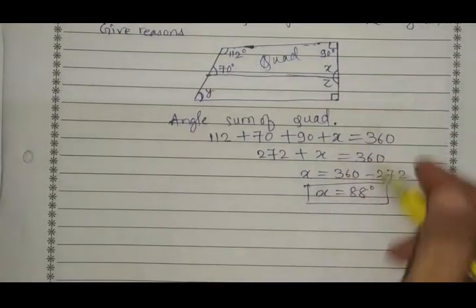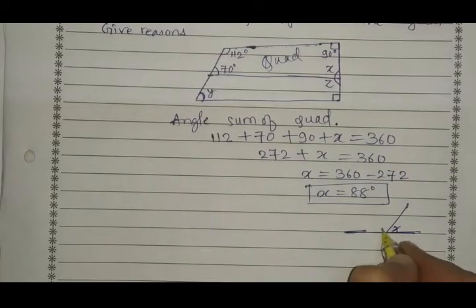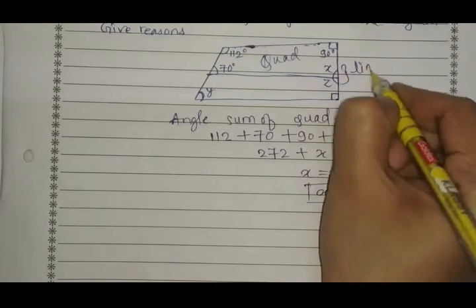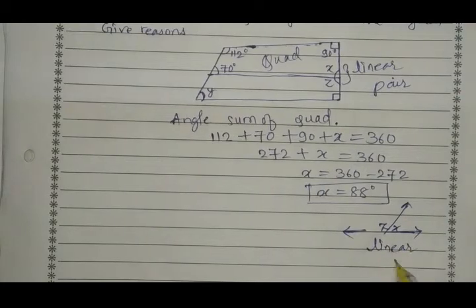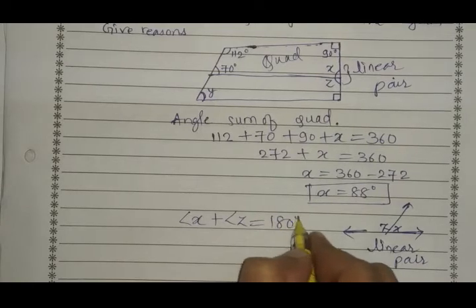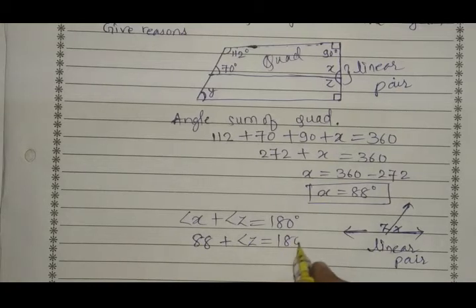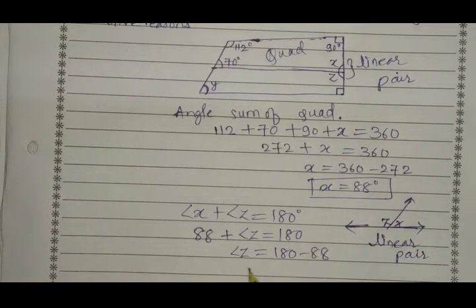Now if you see this diagram, here this is x and this is angle z, and they make a linear pair. We know that angle x plus angle z is equal to 180 degrees, linear pair angles. x is 88 degrees, so we can get angle z by simply taking 180 minus 88. So we get angle z equal to 92 degrees.